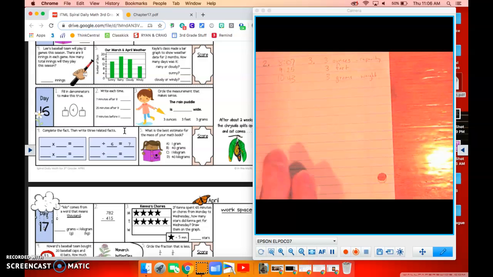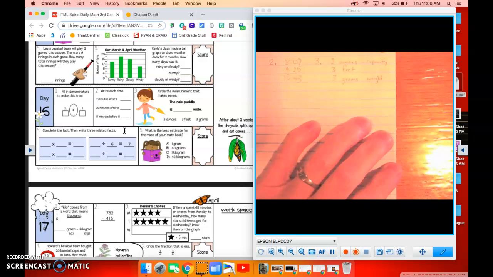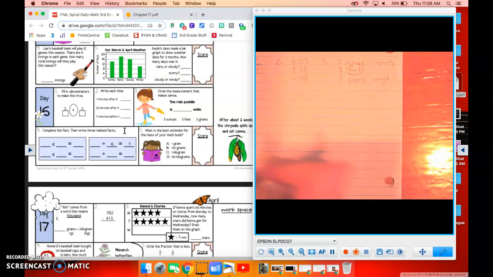So for measuring the puddle, circle the measurement that makes sense. The rain puddle is blank wide. Well, it's 3 feet. Okay, kind of like one big step for y'all is 3 feet. So that is going to be our answer for number 3.